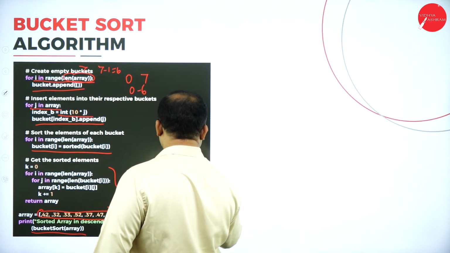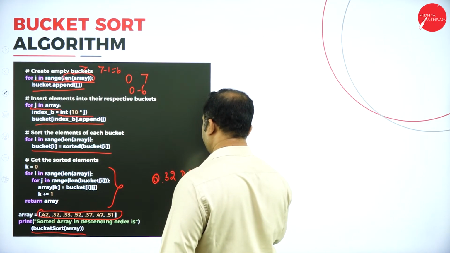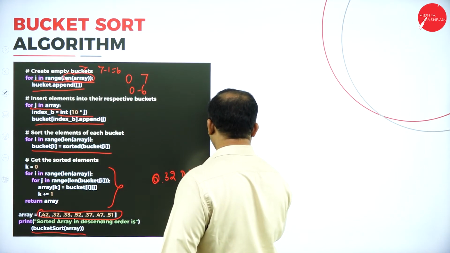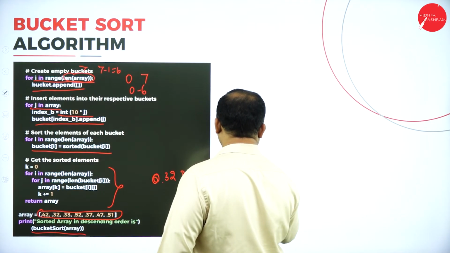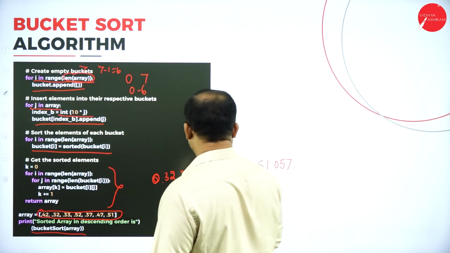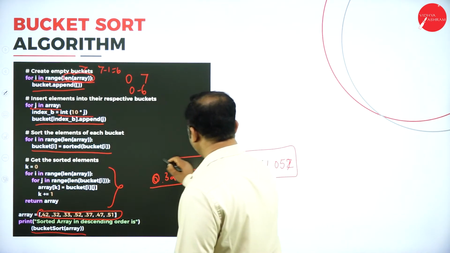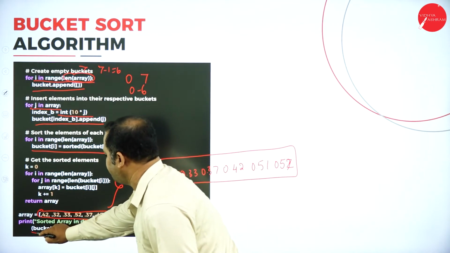0.33, 0.37, 0.42, 0.51, 0.57, not 57, it is 52. So totally we will get the elements printed in this order in case of bucket sort.